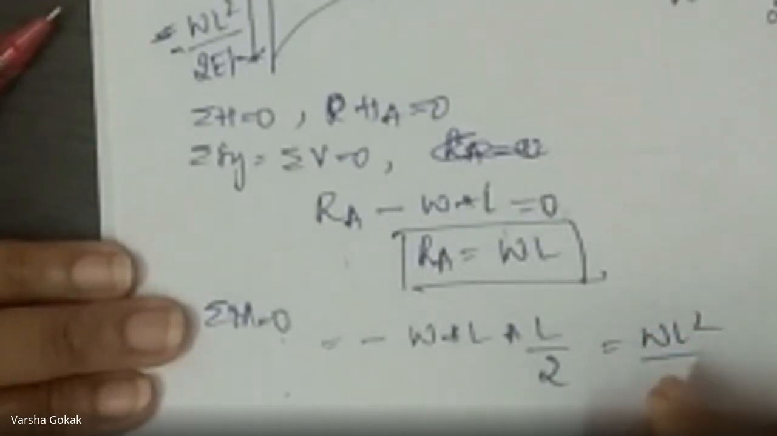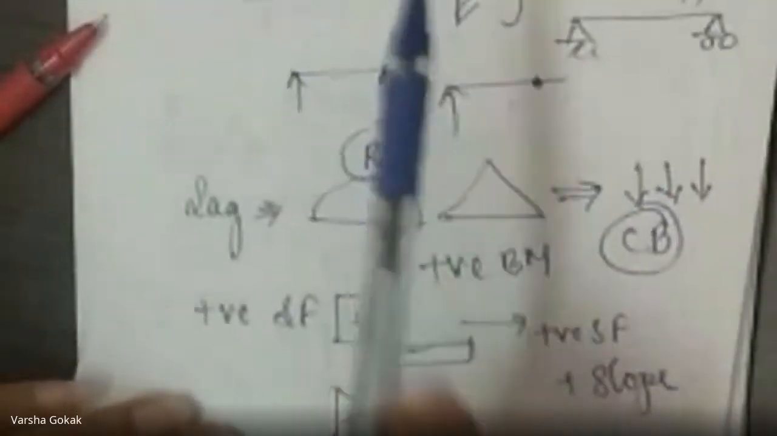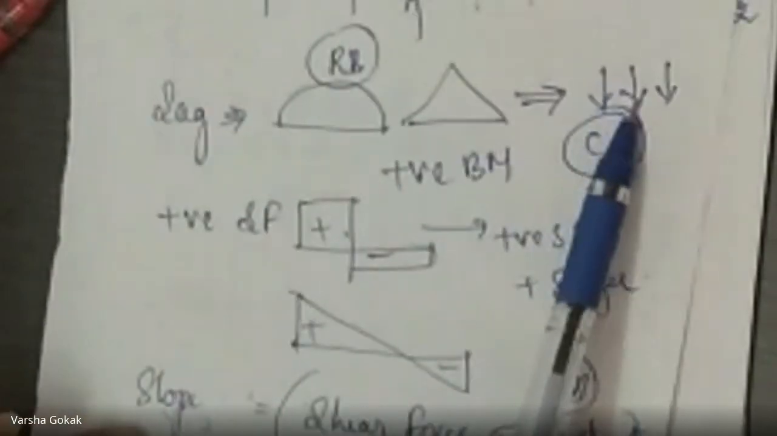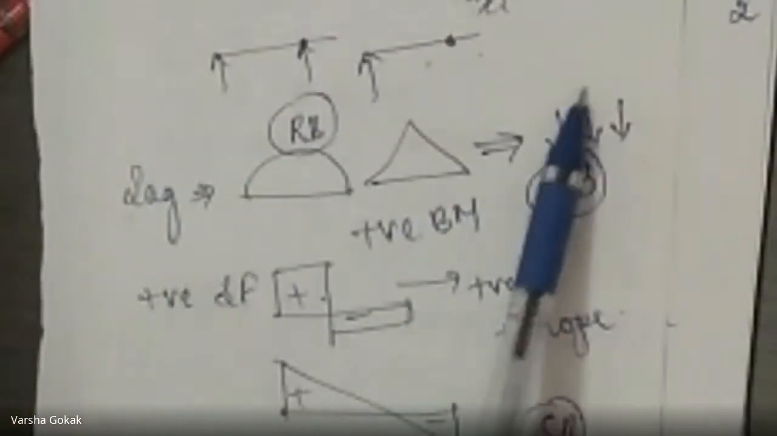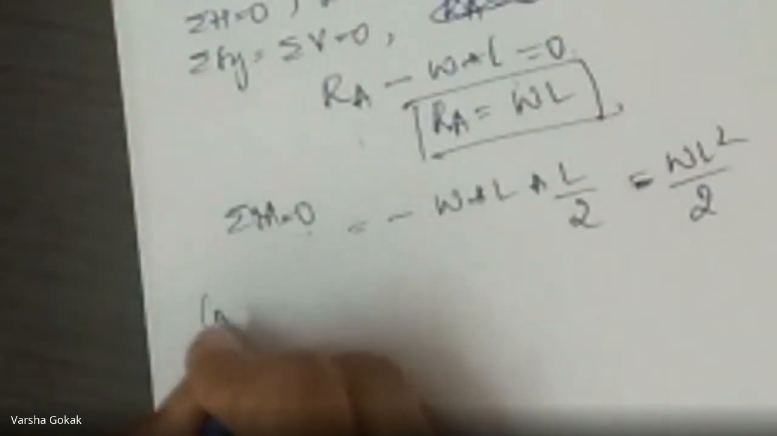WL square by 2 with a negative sign, because it is what type of beam? Cantilever beam. Now, when I was talking of the conjugate beam method, if I have a positive bending moment diagram, the signs are downwards on a conjugate beam. And if I have a negative bending moment diagram, that means these signs will go upward. So look how I'm going to draw the conjugate beam. So let us draw the conjugate beam.